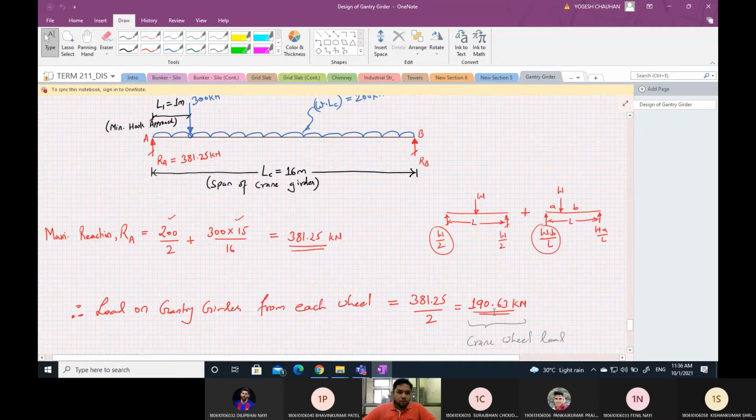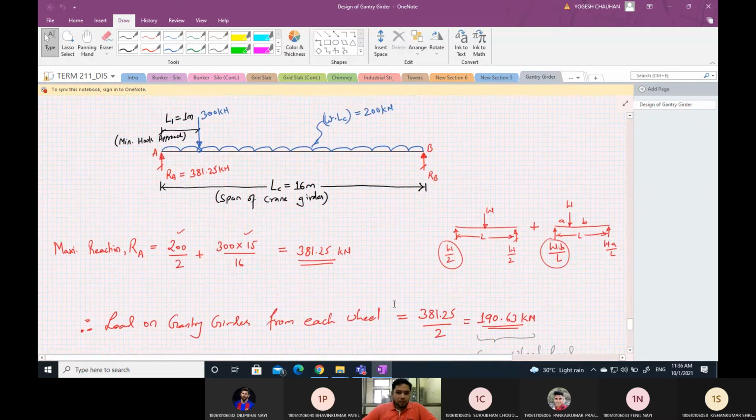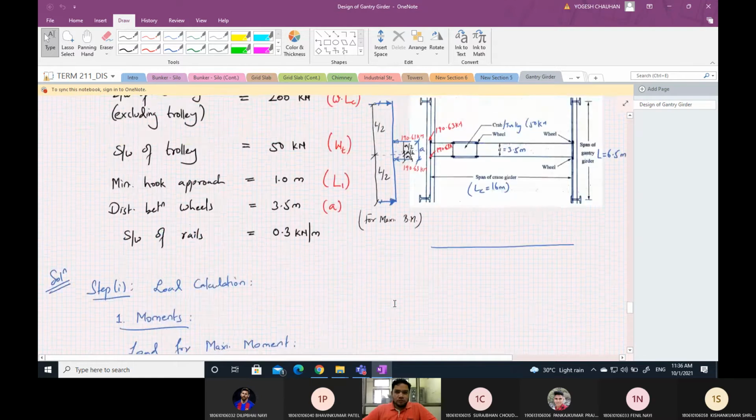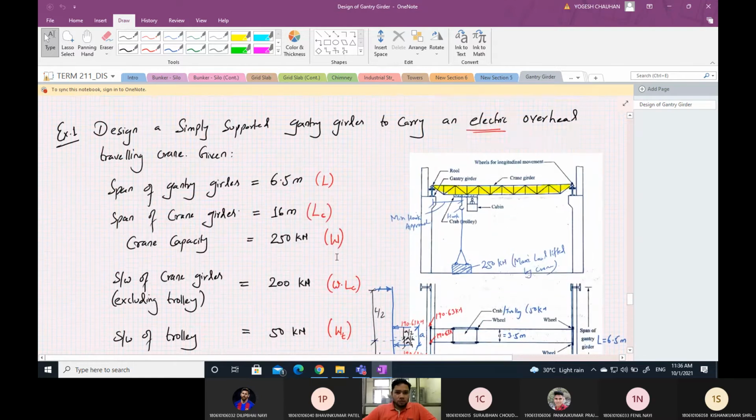Okay, so in the previous class, we started with an example for the design of a gantry girder. We have been given that the span of the gantry girder is 6.5 meter. It supports an electrically operated overhead traveling crane of 16 meter span. The capacity of the crane is 250 kilonewton.